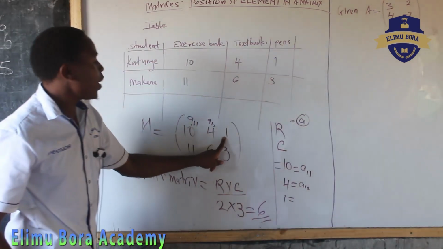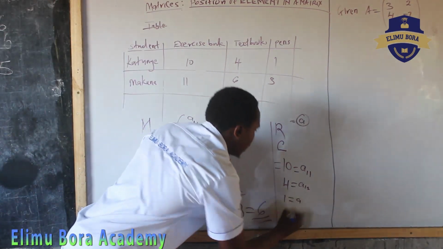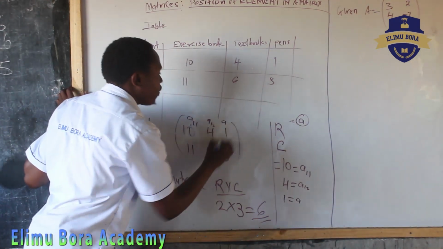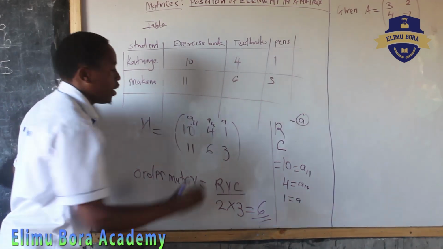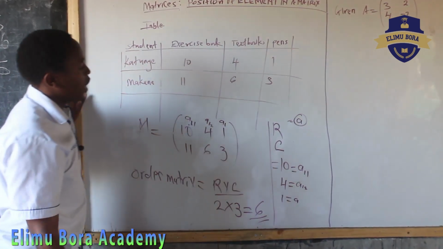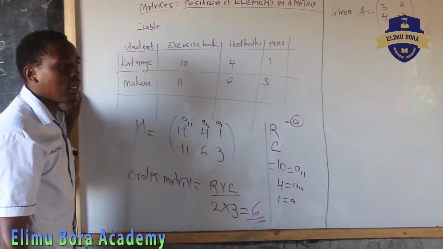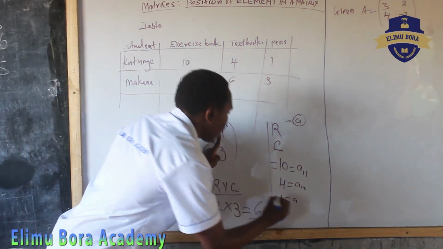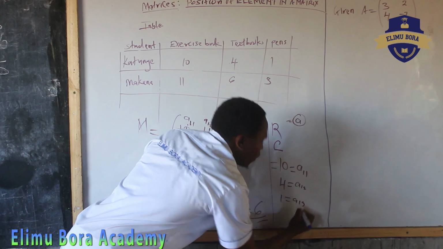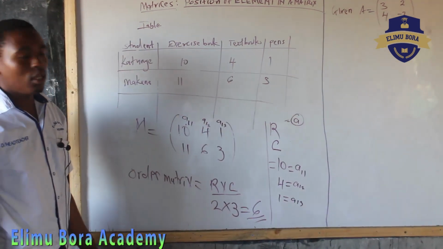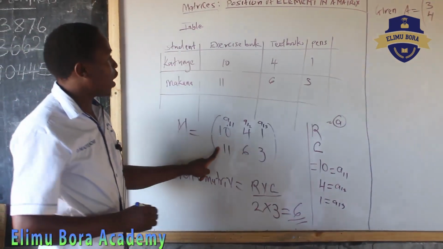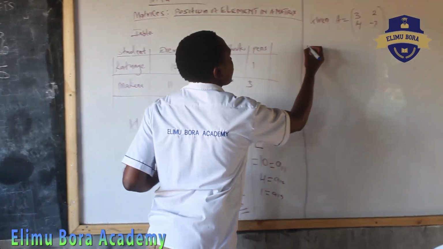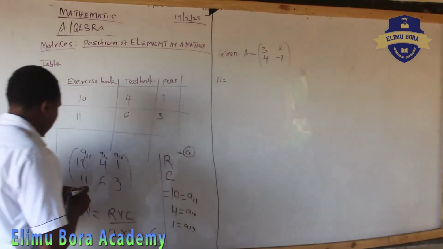Let's look at element 1. Element 1, you are using A, isn't it? So the row shall be what, class? 1. The row shall be 1. Good. And the column shall be what? 3. Good. So element 1 shall have a position of 1 and 3. Let's look at element 11.